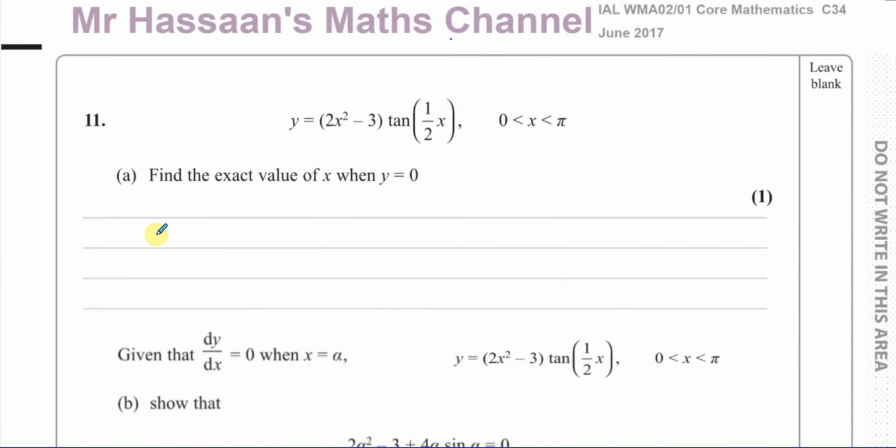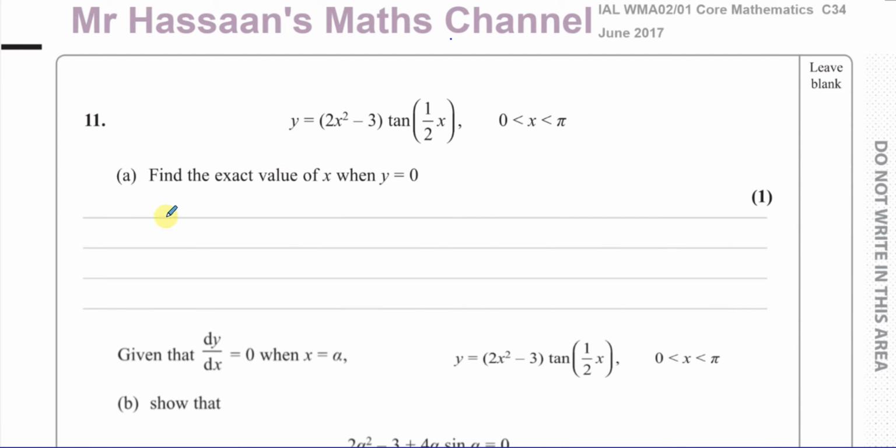I'm now answering question number 11 from the June 2017 C34 Core Mathematics International A-Level Edexcel paper, which relates to P3. We have the equation y equals (2x squared minus 3) times tan of a half x, where x is between 0 and pi. We want to find the exact value of x when y equals 0.